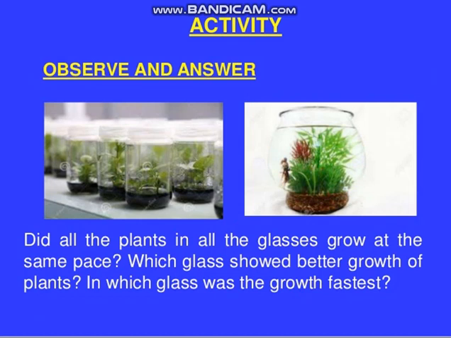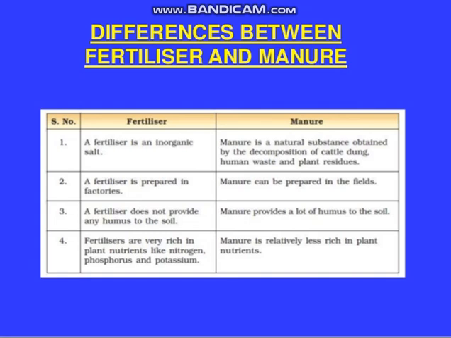Now we will continue with the same topic, that is fertilizers and manures. Already we have discussed manures are much better as compared to fertilizers. Now let's see what are the differences between manures and fertilizers. Fertilizer is an inorganic substance which is made up of chemicals, and we prepare this fertilizer with these chemicals in the lab, in the factories we can say.